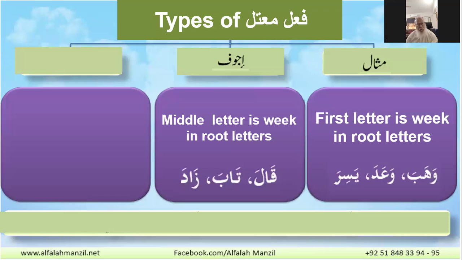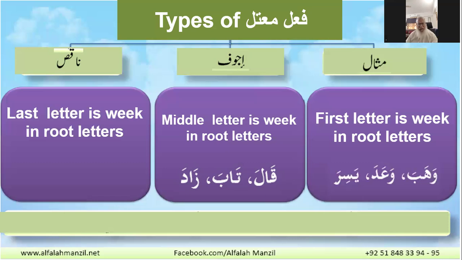Of course, ajwaf wawi or ajwaf yai. If waw is coming, ajwaf wawi. If ya is coming, ajwaf yai. The third is called naqis. Naqis means the last letter is weak in the root letter, just like da'a, hada, radiya. Look, da'a, we know the alif is coming in place of waw. It's actually dal and waw. Hada, ya. Radiya, again ya.